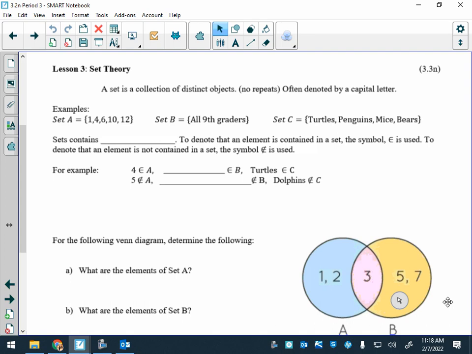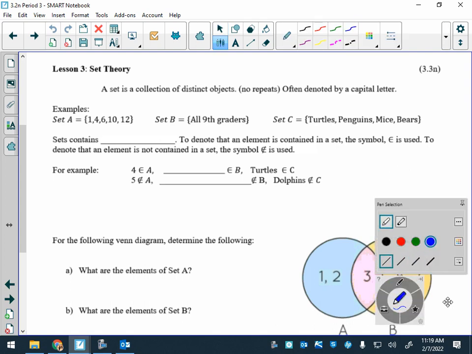All right, so a set is a collection of distinct objects, so no repeats, okay? It's often denoted by a capital letter. So anytime we're talking about sets, you're going to have a capital letter. Some examples that you would see, for example, set A, 1, 4, 6, 10, and 12 are included in that set. Set B, an example, all ninth graders. Set C, turtles, penguins, mice, and bears. Okay? So each of those things in a set is called an element.